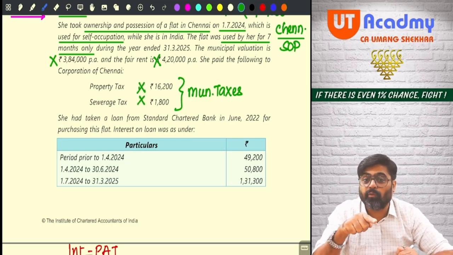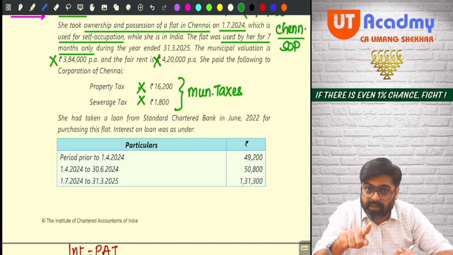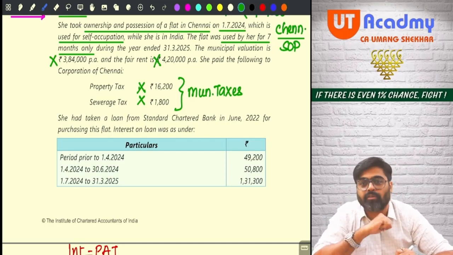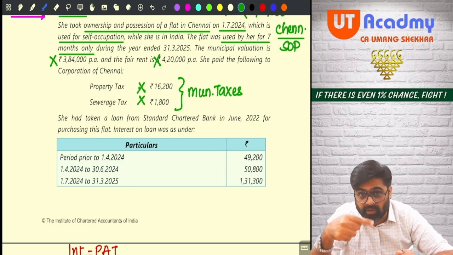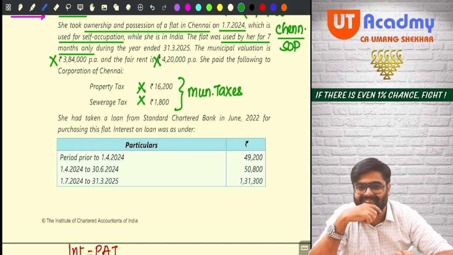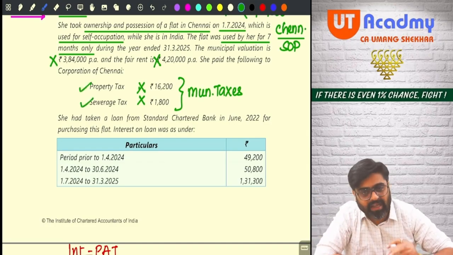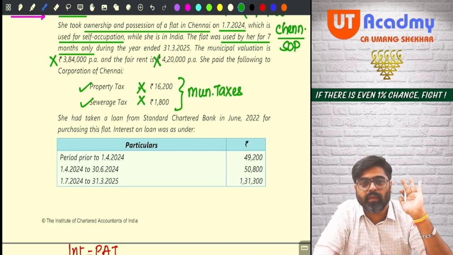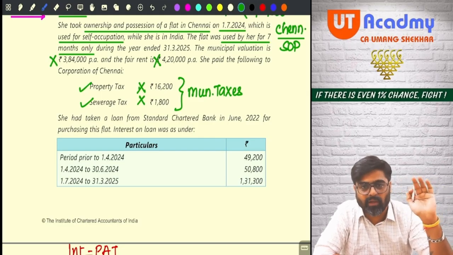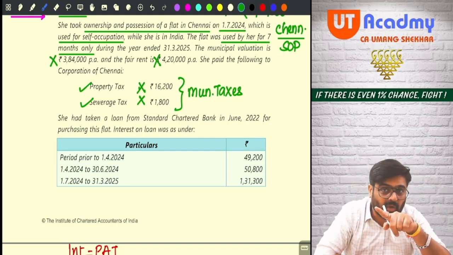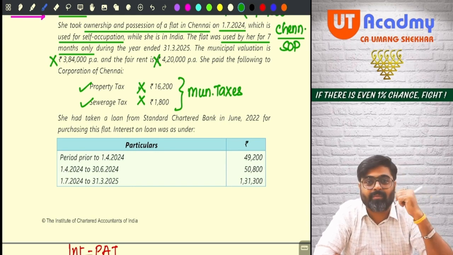If this property was DLOP or LOP, then these figures would have been relevant for us. But we would not have taken these figures for the full year. We would have taken only for 9 months. Property tax and sewerage tax entirely allowed. Hello. If the property was LOP or DLOP. But those figures which were per annum, we would have to convert those figures into 9 months.